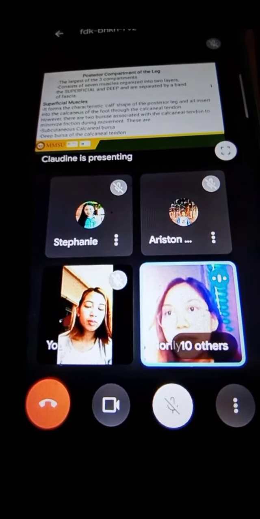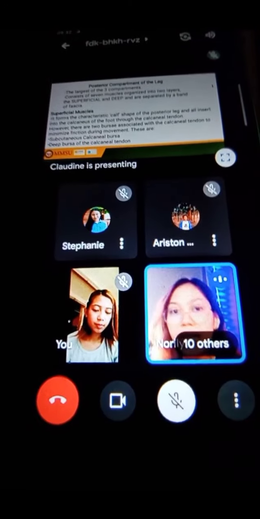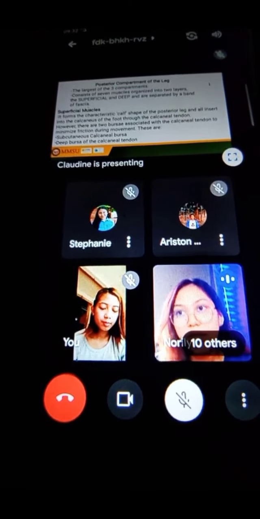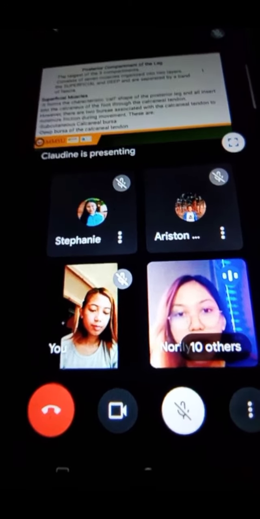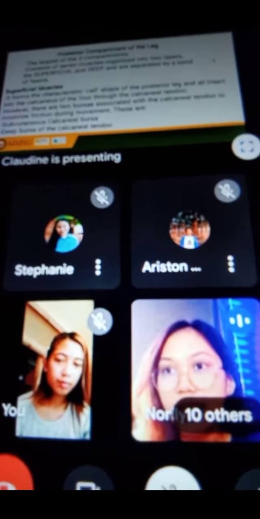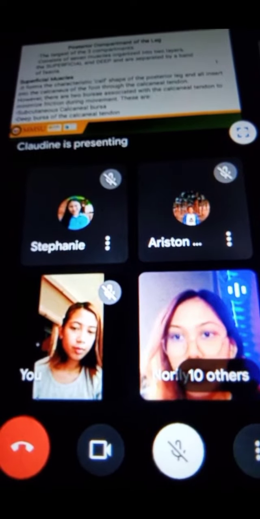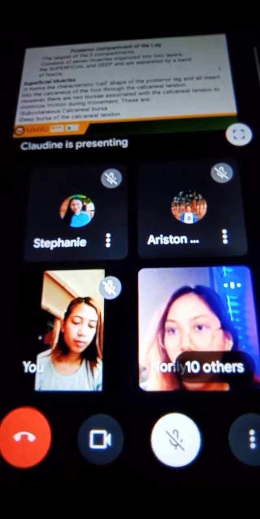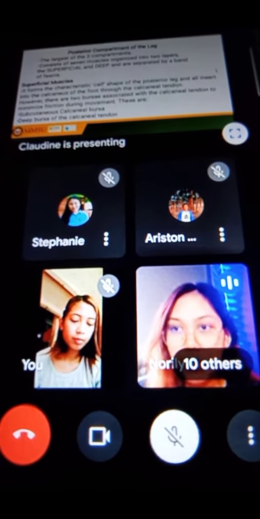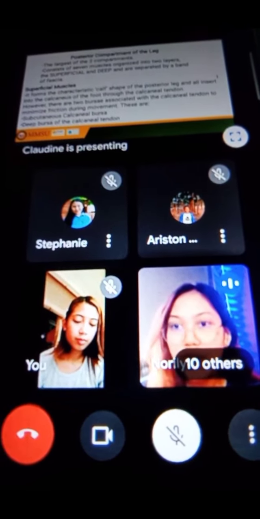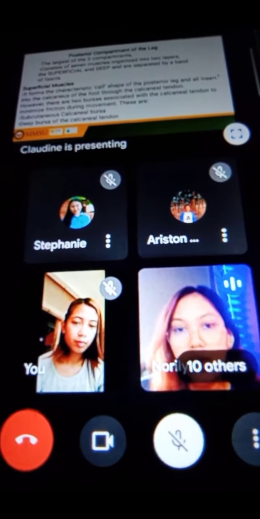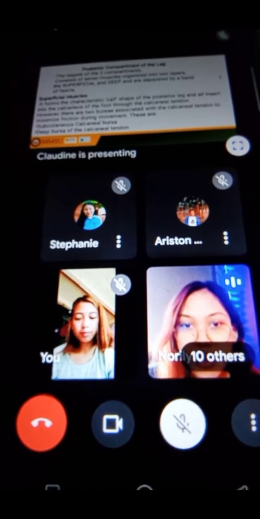So, the subcutaneous calcaneal bursa lies between the skin and the calcaneal tendon. However, the deep bursa of the calcaneal tendon lies between the tendon and the calcaneus. So, under superficial are the muscles gastrocnemius, plantaris, and soleus. With this, we will be able to know also the attachment, the actions, and the innervations of each muscle. Next po.